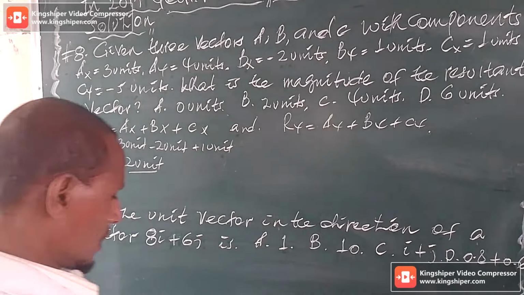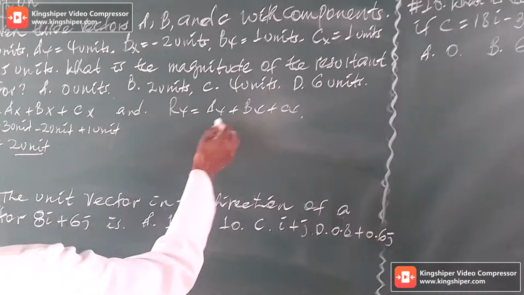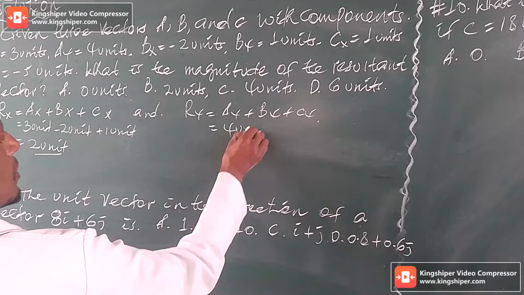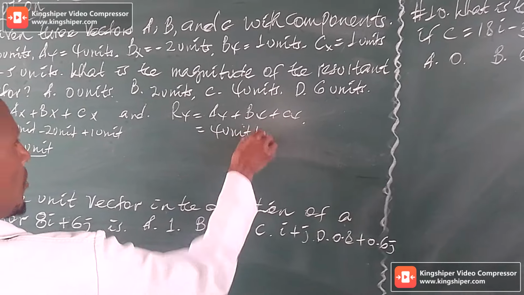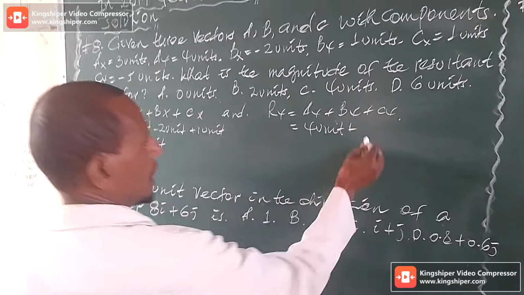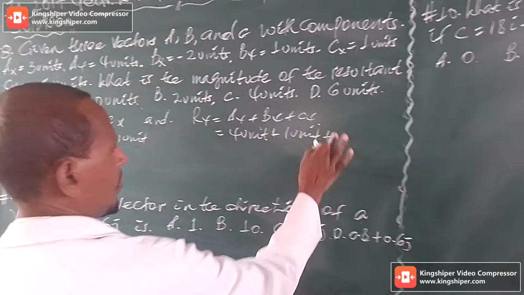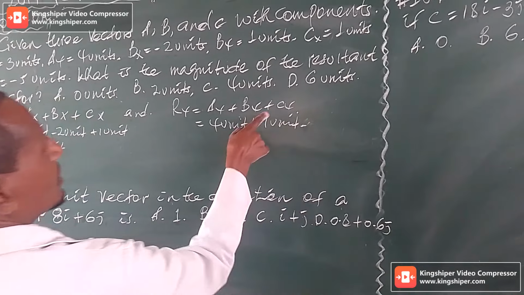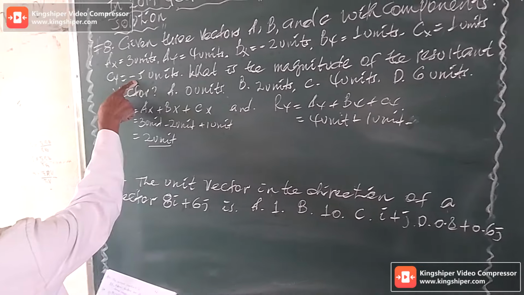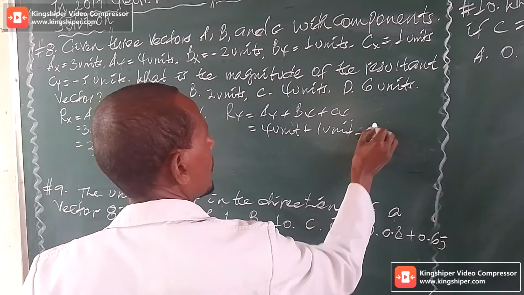When we come to the second one, 4 units, plus the second one, which is 1 unit, plus or minus, this is what? Minus Cy, which equals minus 5 units.